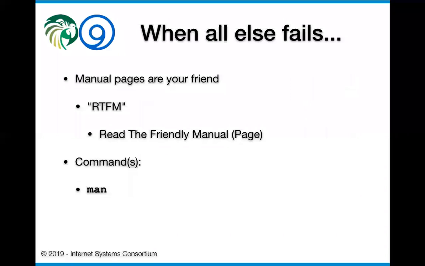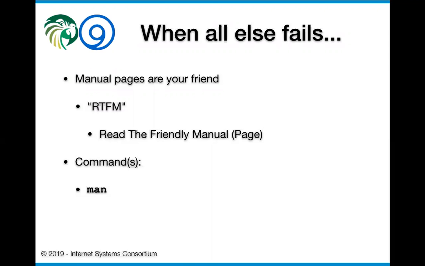So what happens when all else fails? Well, I've tried this, I've tried that, and none of it seems to work. The biggest thing that, for a long, long time, Unix had going for it was man pages. You always had the Unix manual available to you when you were typing something from the command line. If you typed ls and hit return, you would get a listing of the files in that directory. But there were a whole bunch of other things that you could do. So what you could do was read the friendly manual page, or RTFM.